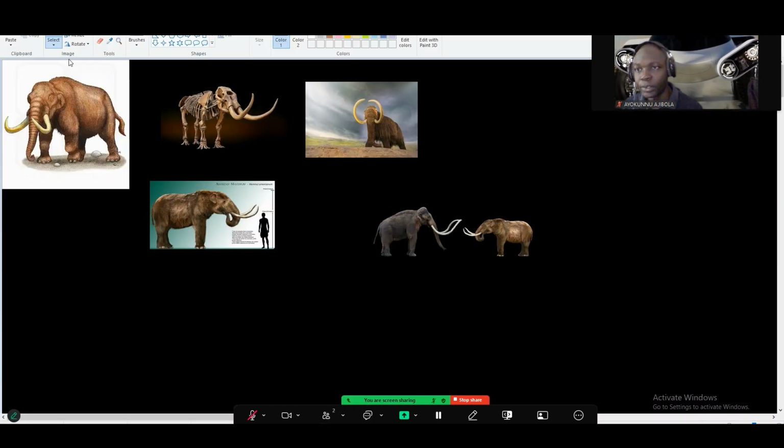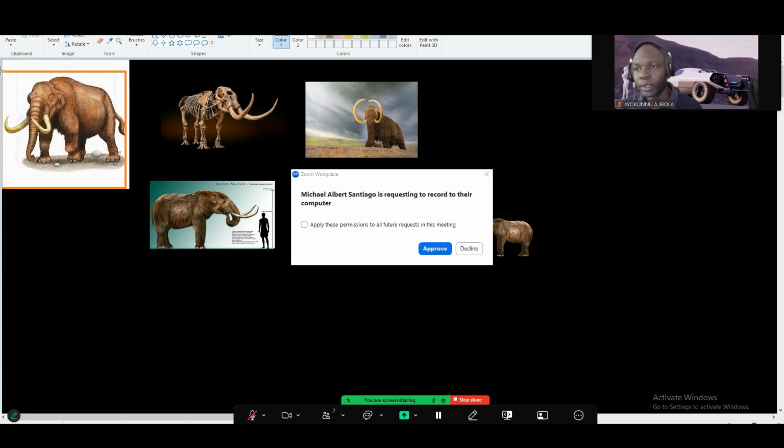This is a picture of the animal mastodon. It looks something like an elephant.